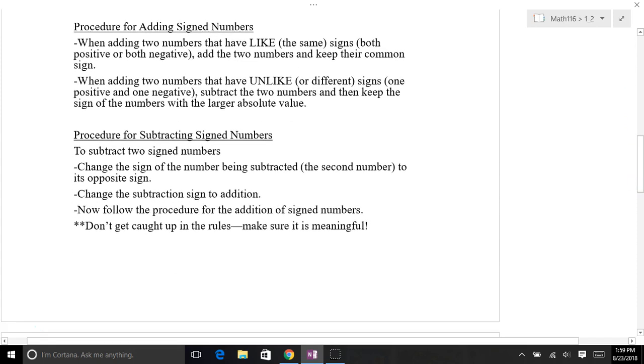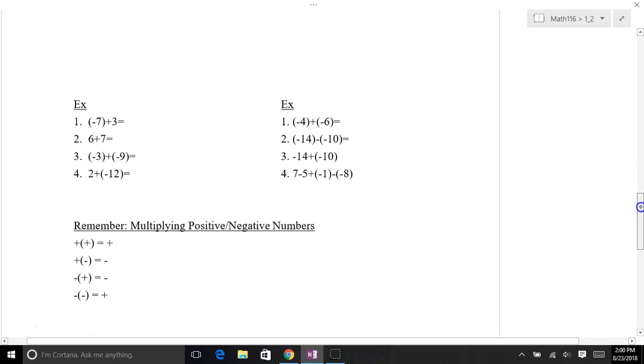When you have two numbers that have like signs, both positive or both negative, you go ahead and add them and keep their common sign. Whereas if they have different signs, you're going to take their difference and keep the sign of the number with a larger absolute value. So we'll go ahead and look at some examples here for adding some signed numbers.